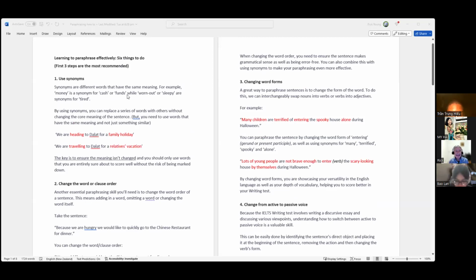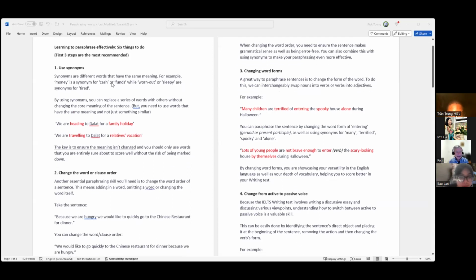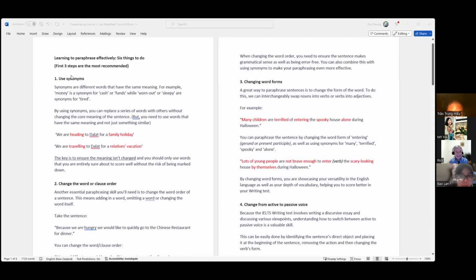These are the most effective ways to paraphrase a sentence or a paragraph. The first one is using synonyms. The second one is changing the word or clause order in the sentence. And the third way is changing word forms. So first of all, using synonyms.